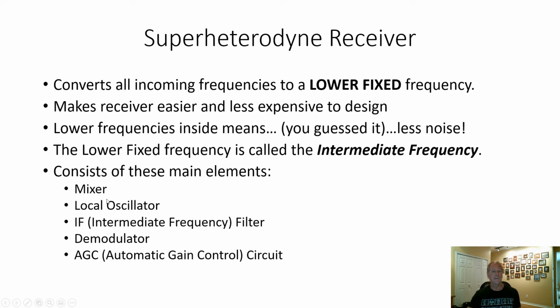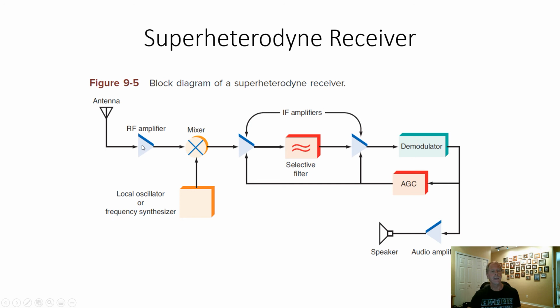A superheterodyne receiver consists of a mixer, a local oscillator, the IF filter, a demodulator, and an automatic gain control circuit. We have a block diagram right here. Here's the antenna coming into the RF amplifier. We have a mixer. The mixer mixes these two frequencies, one from a local oscillator and the signal frequency. We'll talk about mixers in a moment. That creates this intermediate frequency. We have these amplifiers here that amplify the intermediate frequency, a filter, which filters out everything except the intermediate frequency, and then we have a demodulator and automatic gain control circuits here.